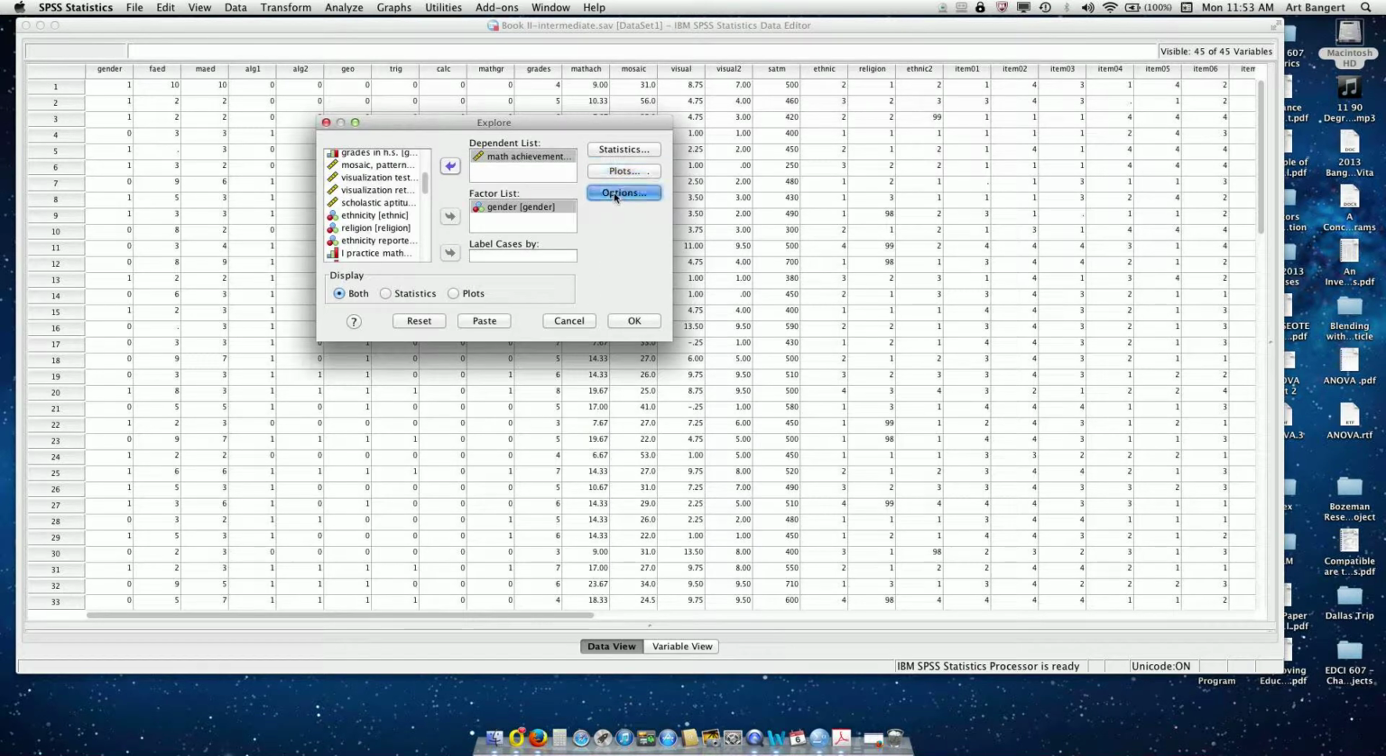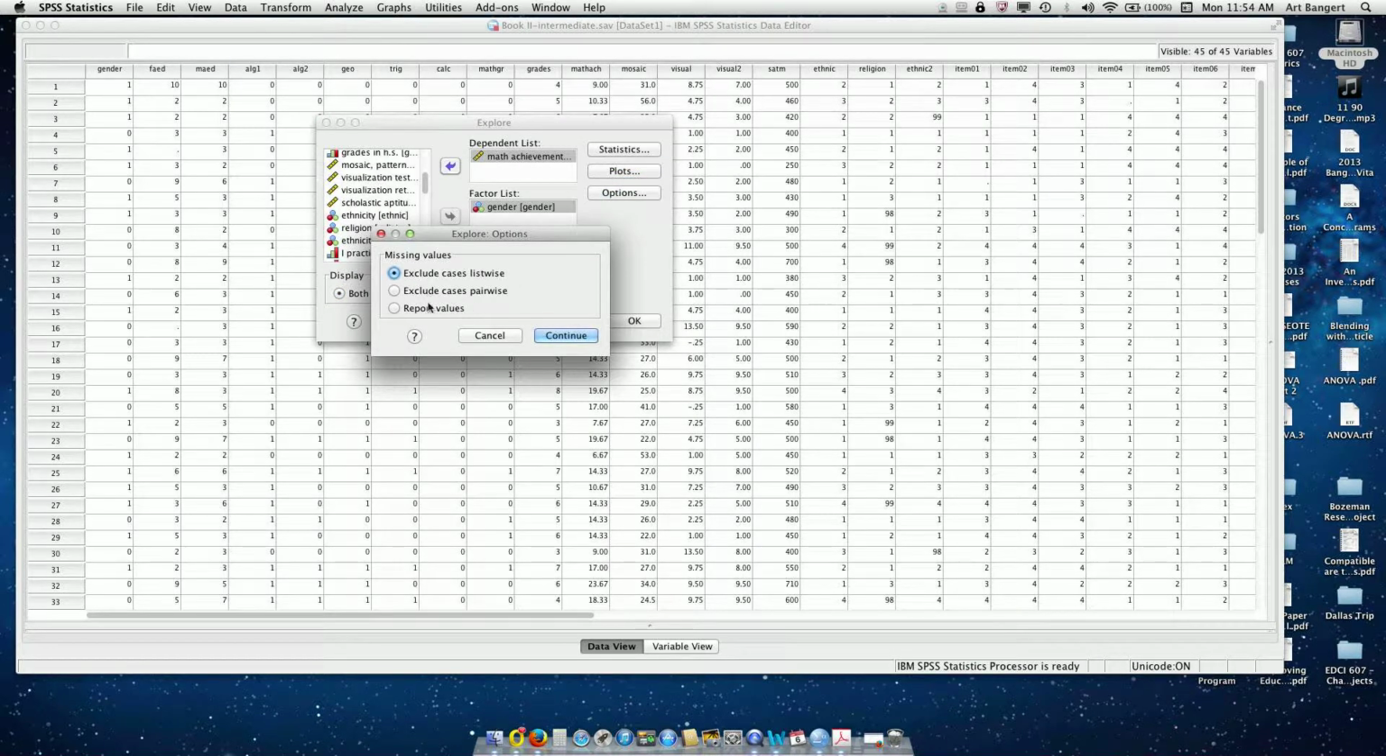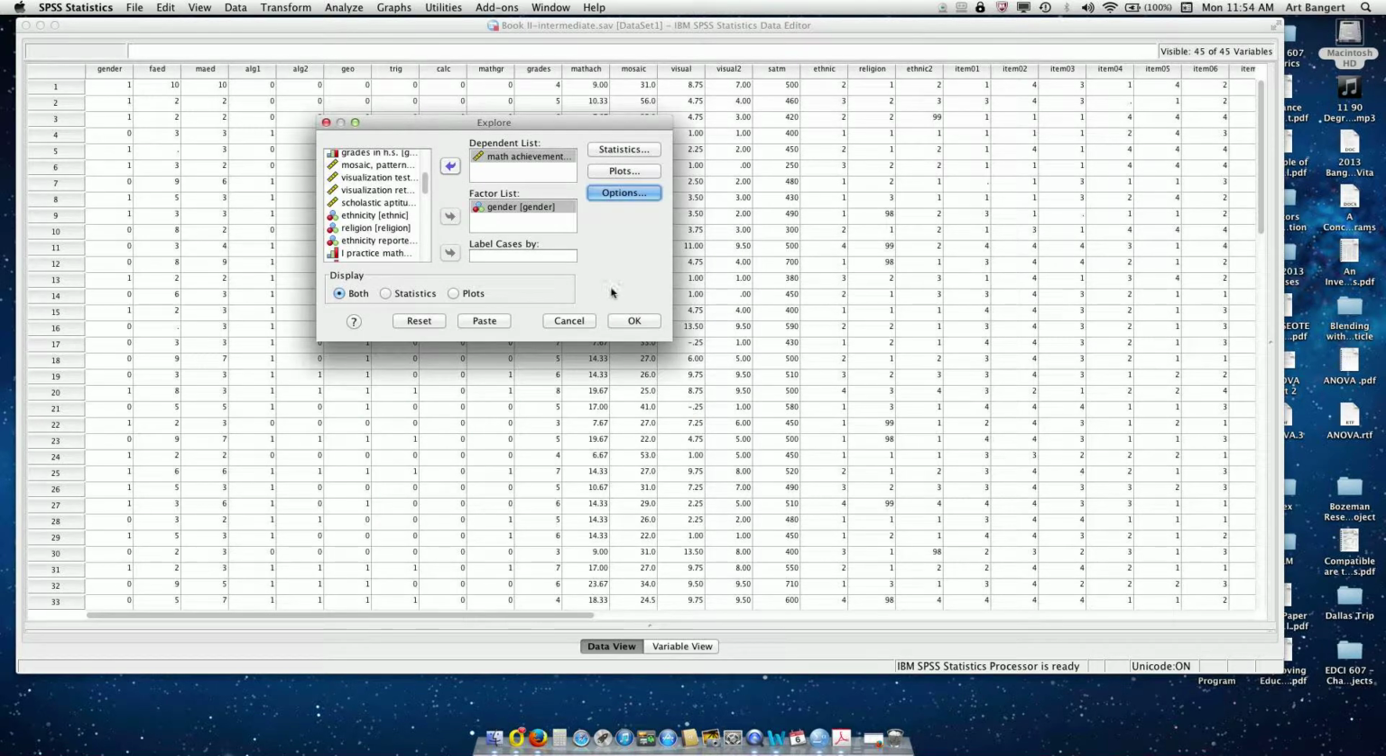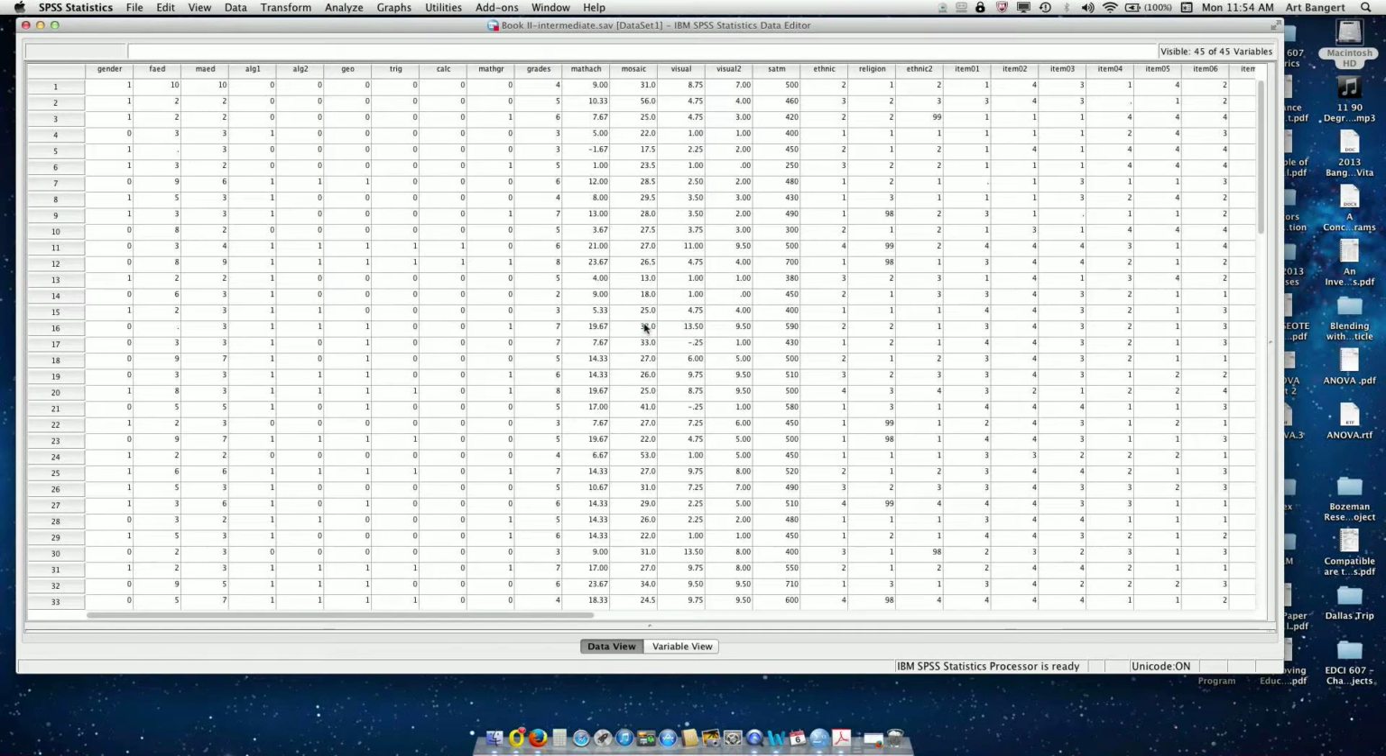And then in terms of options, there's really no options that we're going to consider at this time. Now we can go and make sure that in the display area that we're going to have both our statistics and our plots. So now we can go OK.